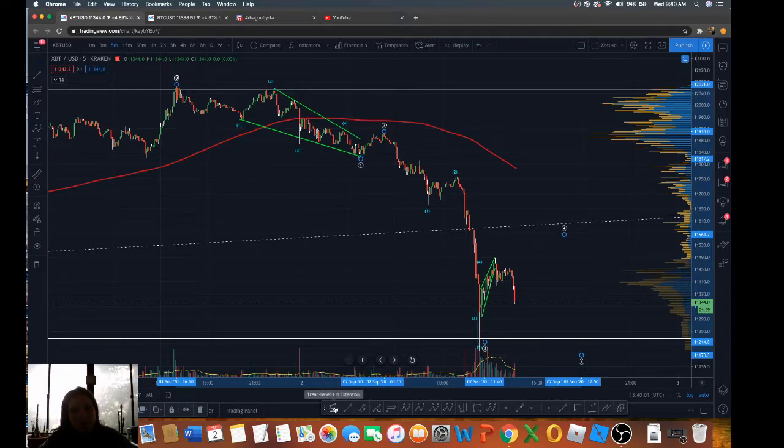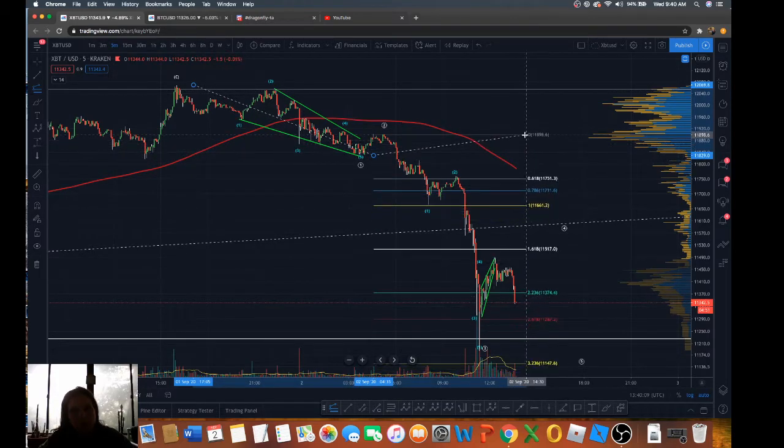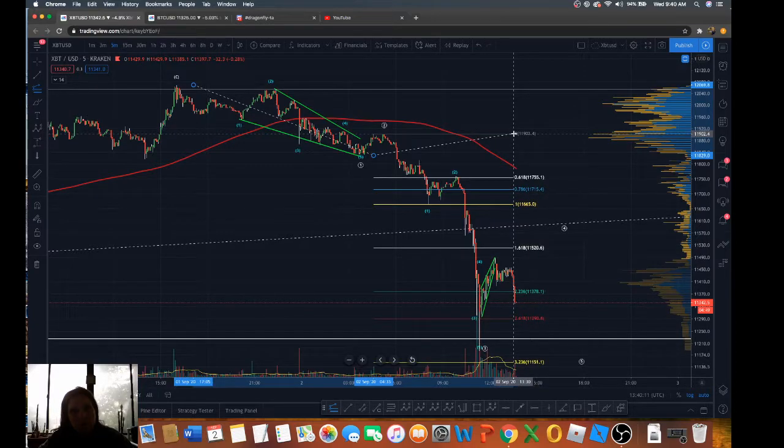Now, one thing I want to throw out there, and I'm not leaning this way, is this could possibly be an A, a B, an extended C to the downside. I'm not leaning that way, but it possibly could be.